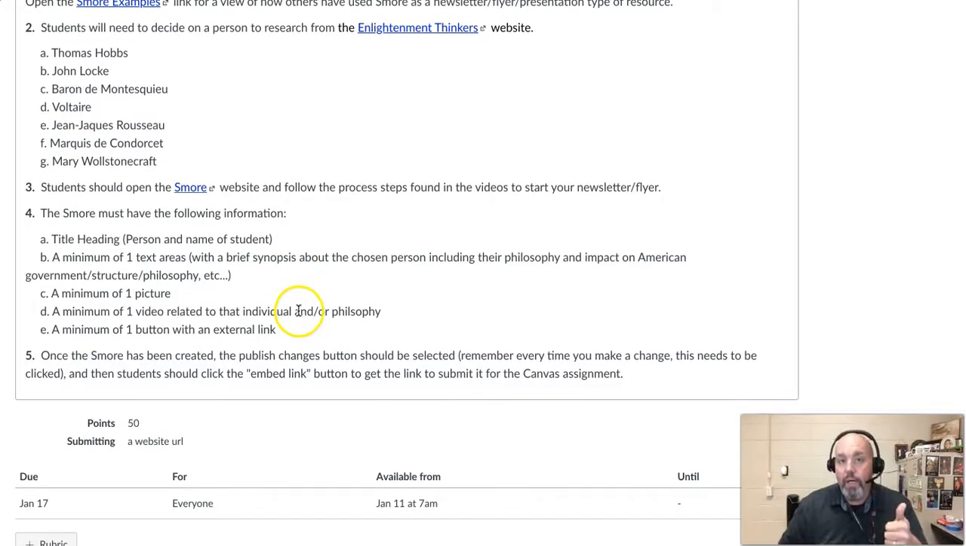And you need to have 1 picture. Now, it doesn't have to be just of the person. It could be of the book that they wrote, or the concept they talk about. You can even put in a meme that is about that philosophy. You need to find 1 video that is about either that person or the philosophy that they espoused, or some of the philosophies that they espoused. And then you need to have an external link that has a website that talks about this.